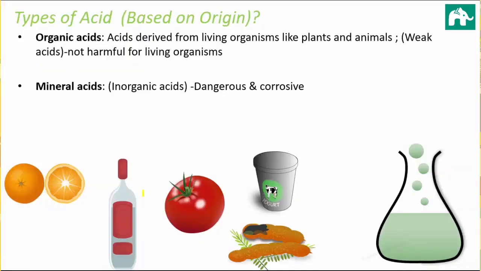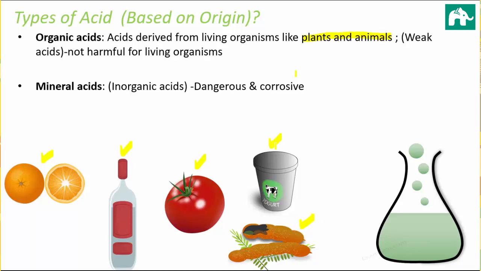Organic acids. Anything that is derived from living organisms is generally called organic. So these acids are also derived from living organisms like plants or animals. Generally they are weak acids and therefore they are not harmful for living organisms. Examples of organic acids would be citric acid, which is present in fruits like oranges, lemons, etc. Besides that, acetic acid in vinegar, oxalic acid in tomato, tartaric acid in tamarind, or lactic acid in milk or curd.